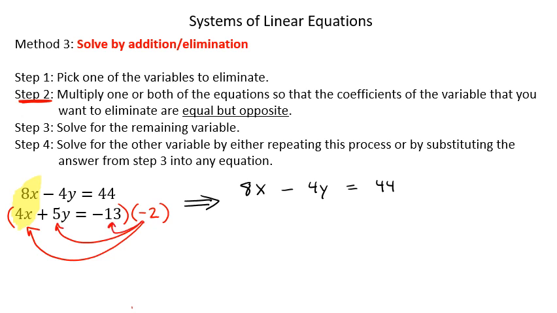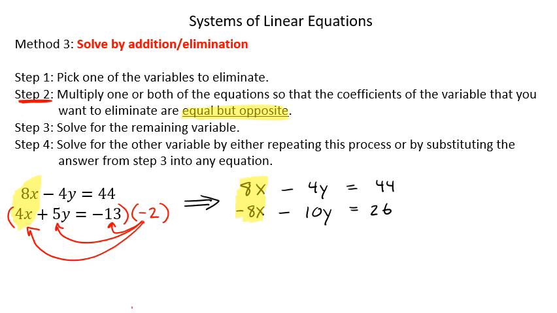We get a new equation. So that will be -8x minus 20y. Oh, sorry, not 20. What am I doing? Minus 10y. -2 times 5 is -10. And then a -2 times a -13 is a positive 26. This is what we want. Equal, but opposite.